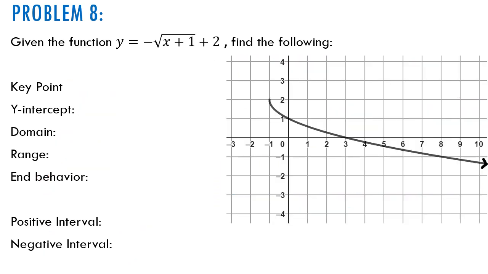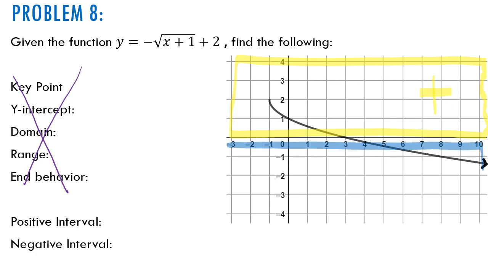All right, our last problem, if you've made it this far, I'm going to skip these top parts and just talk about positive and negative again, since this is kind of the new part. So once again, the positive interval is everything above the x-axis. Once again, this is the positive part, and our negative interval is everything below the x-axis.